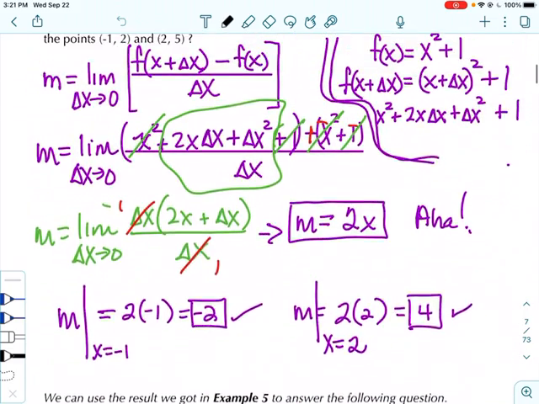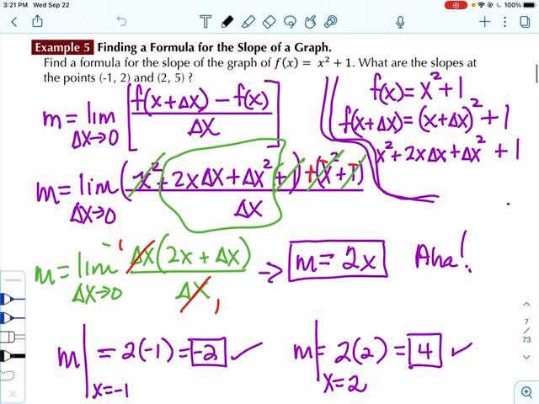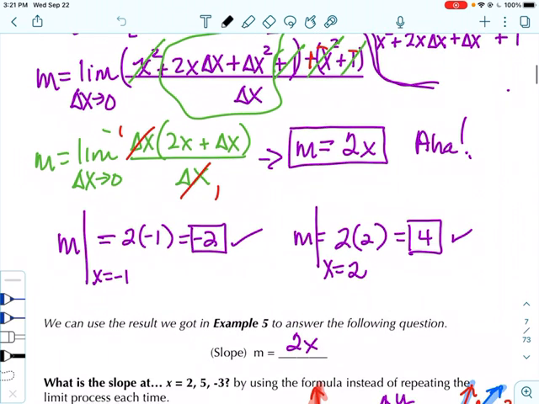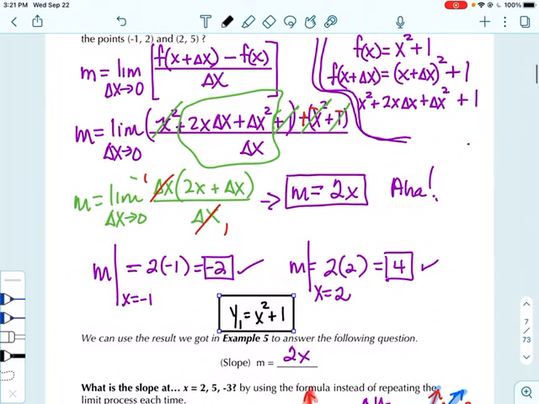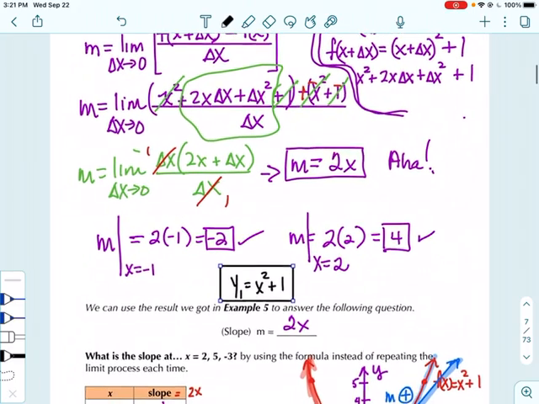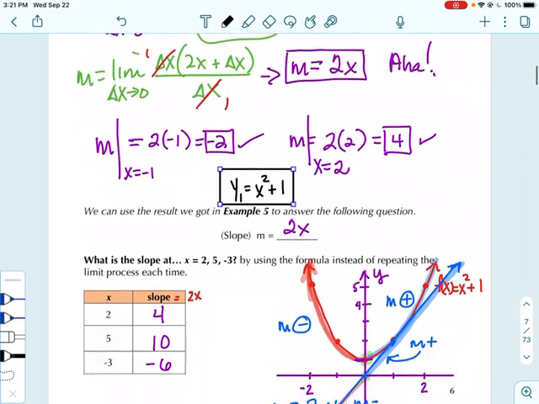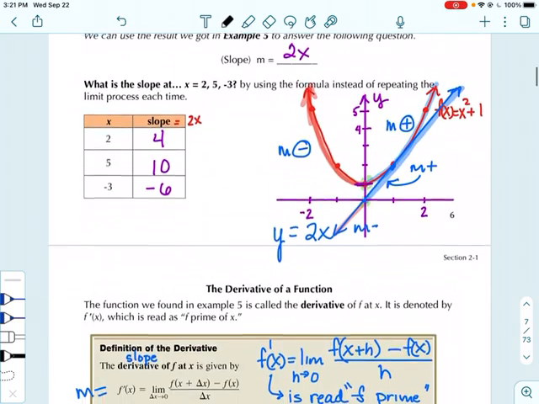Here's example 5. So we have example 5 is the function x squared plus 1. Find a formula for the slope, and then find the slopes at 2 different points. One good thing to do is use your graphing calculator and maybe put in y1 is equal to x squared plus 1 and take a look at those points on the graph, where you're saying at x is equal to -1 is the slope -2, or at 2 is the slope 4. So just kind of a good thing to do.